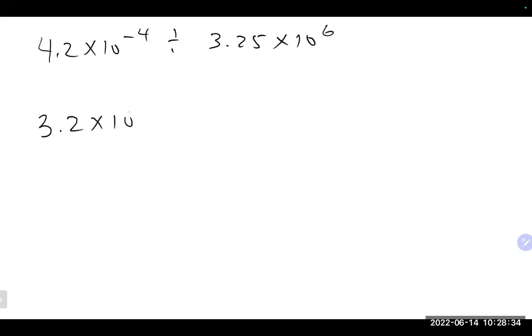So why don't we try a couple, just to make sure our calculators work here. Why don't we do 4.2 times 10 to the minus 4, and we'll divide it by 3.25 times 10 to the 6. And then let's do 3.2 times 10 to the minus 11 times 1.25 times 10 to the, we'll do 23. I'll do it as well since I made up these numbers. We'll see how we do.